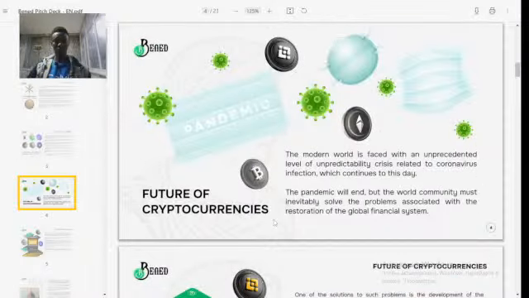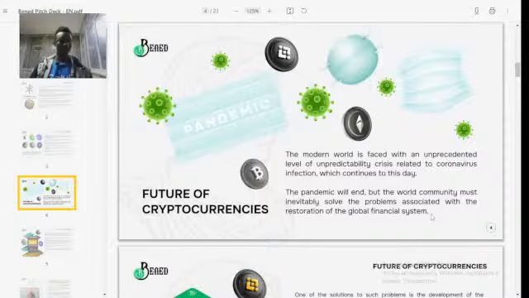Moving on. The future of cryptocurrencies. The modern world is faced with an unprecedented level of unpredictability, a crisis related to coronavirus infection, which continues to this day. The pandemic will end, but the world community must inevitably solve the problems associated with the restoration of the global financial system. I explained this before, that most times when there's an economic crisis in a state or a country, there are factors that usually cause it.